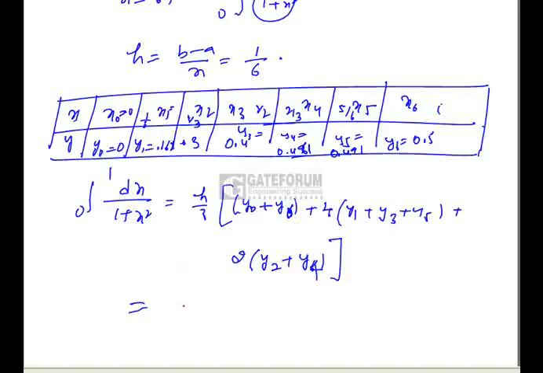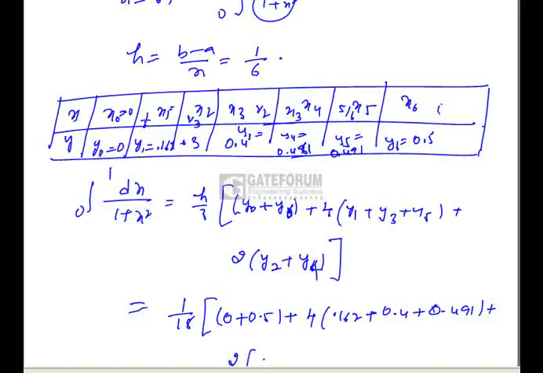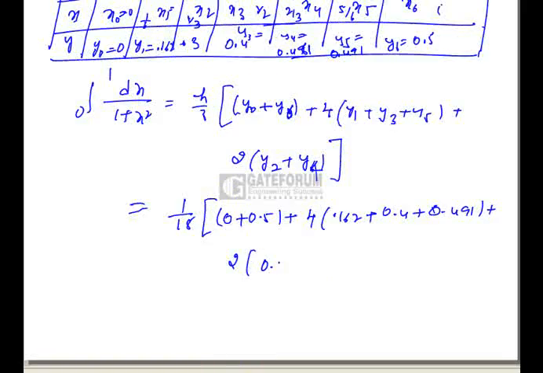So let us substitute the values. h is 1 by 6 and by 3, so 1 by 18, and y0 plus y6, which is 0 plus 0.5, plus 4 into y1 plus y3 plus y5, where y1 is 0.162, the value of y3 is 0.4, y5 is 0.491, plus 2 times y2 plus y4, which is nothing but 0.3 plus 0.461. If we simplify, then the value will be 0.34634, which is option B.